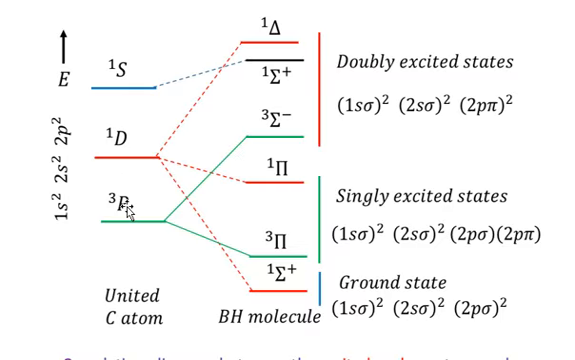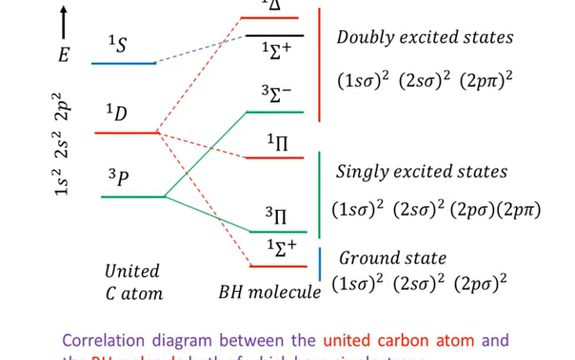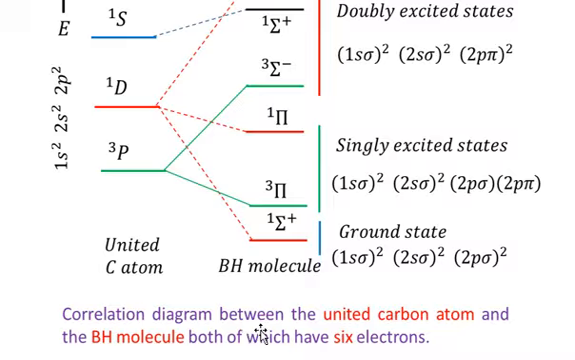So on the left hand side, you have the atomic states from the carbon atom, and on the right hand side, you have the molecular states from the BH molecule in its ground state, in its singly excited state, and in its doubly excited state. And then, following the correlation diagram, I have connected them. This is the correlation diagram between the united carbon atom and the BH molecule, both of which have 6 electrons.